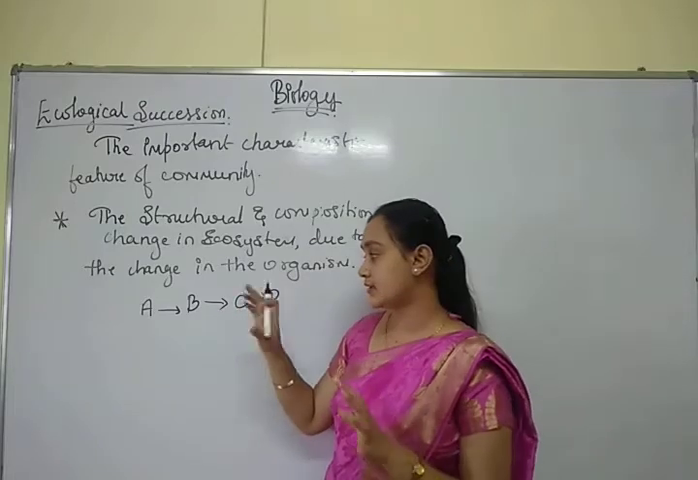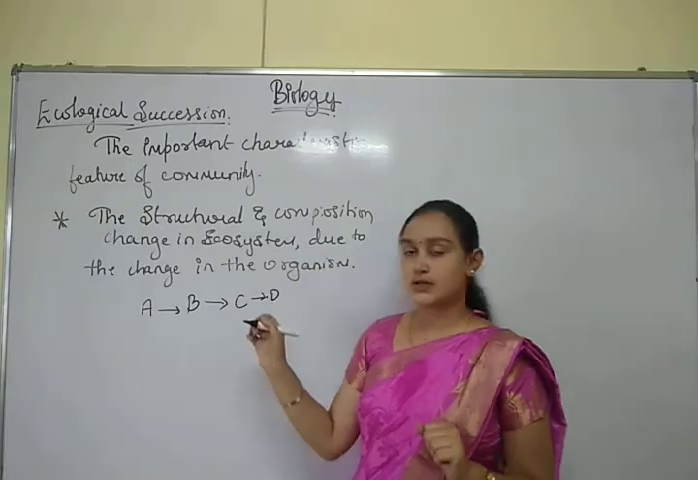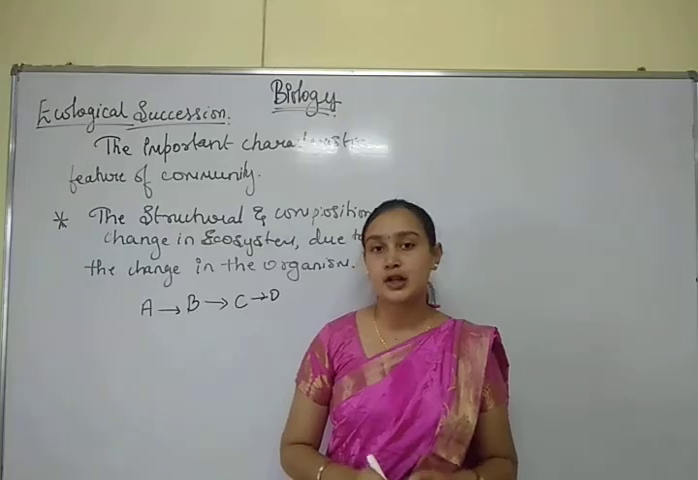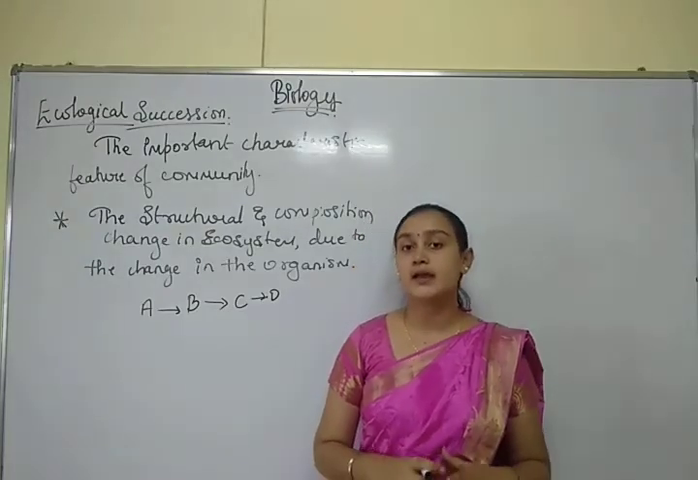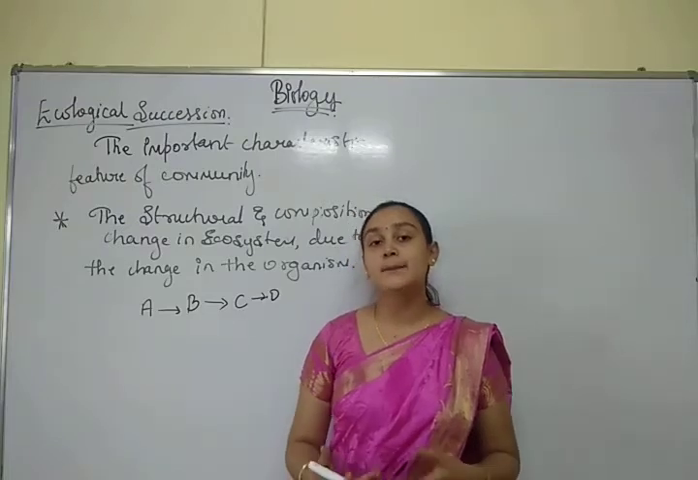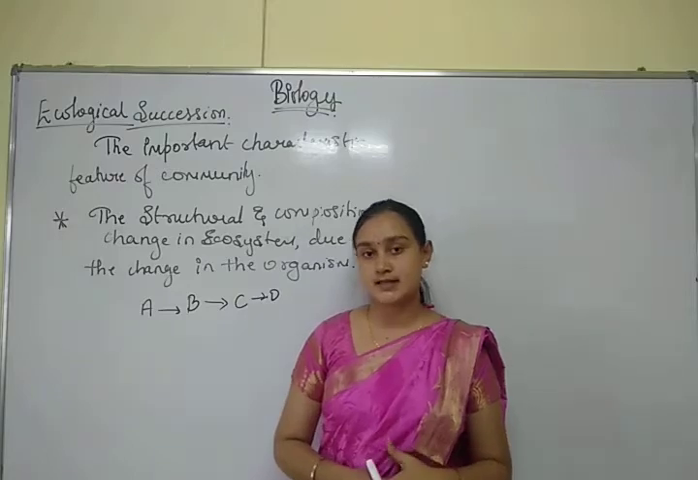Okay, the example. So here this overall process of ecological succession is a gradual process. It is very gradual and a slow process. It will take millions of years for ecological succession to take place.